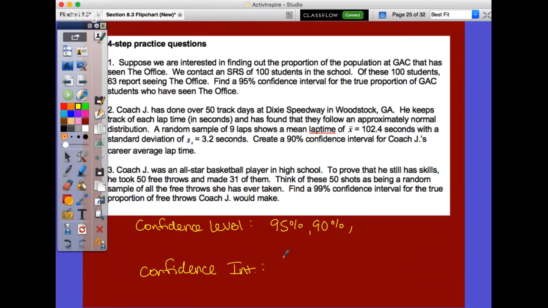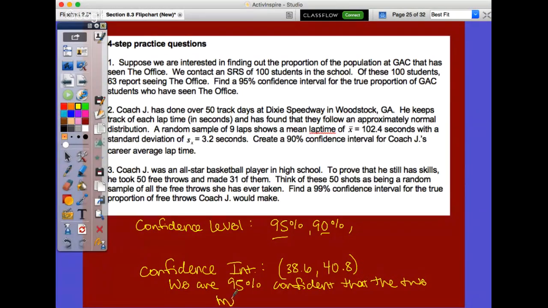You will interpret more intervals. I'm just making this up, by the way. I have no idea what context. But we will interpret more intervals when we go to state, plan, do, conclude. Don't slack on this. So for confidence intervals, we are 95% confident that the true mean, and this looks like a mean, obviously, because it's not a proportion, is between 38.6 and 40.8. That would be what we put.